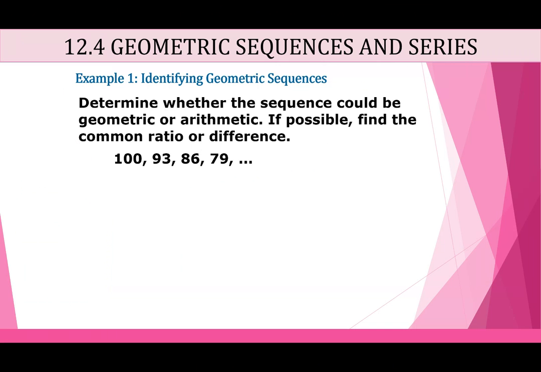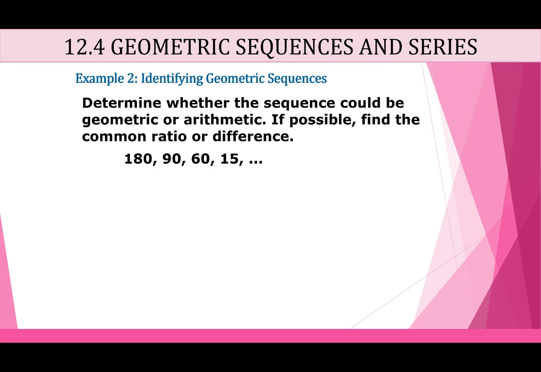Yeah. So determine whether the sequence could be geometric or arithmetic. So I guess we'll do that first. Now this one looks like an arithmetic sequence because you can see 93 is subtracting 7, 93 to 86 is subtracting 7, and 86 to 79 is subtracting 7. So since we're subtracting the same amount, this one's arithmetic. So I'm just going to skip ahead.